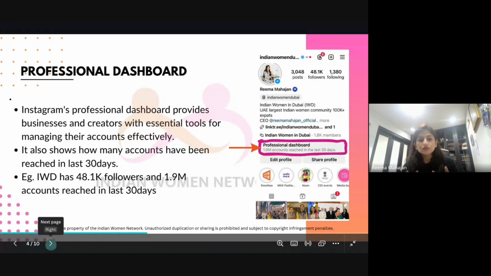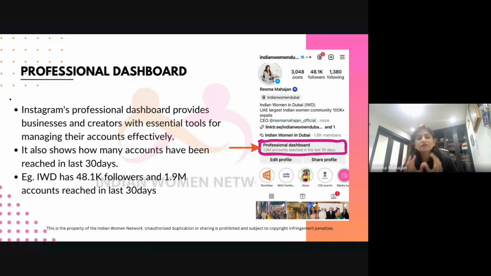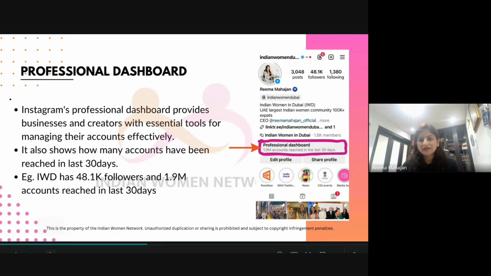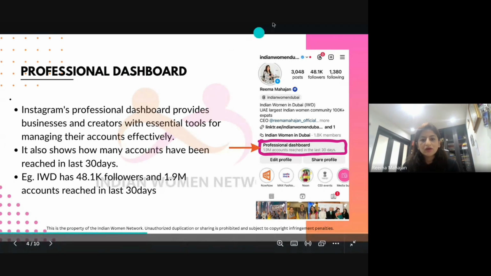Essentially, it shows you how many accounts or how many followers or how much reach you have in the last few years. You can tailor the data to 7 days, 30 days, 1 year, 6 months, whatever the date is there. But this is IWD. Now we have 48,100 followers, but can you see that our reach is actually 1.9 million accounts? Now, can anybody guess why is that? If we have 48,000 followers, 48,000 people should be seeing my post. But why do we have more reach?